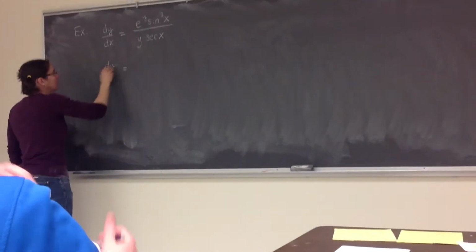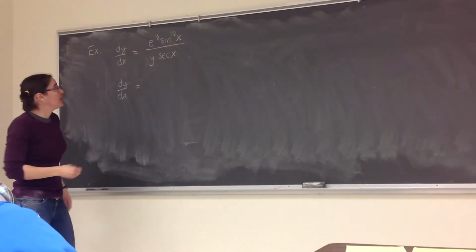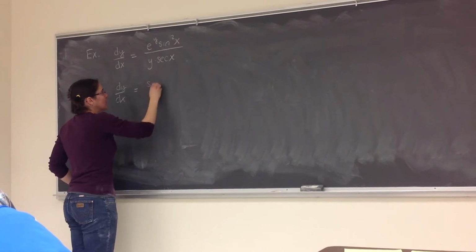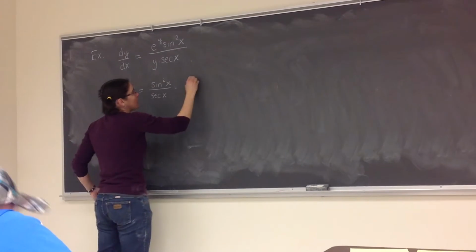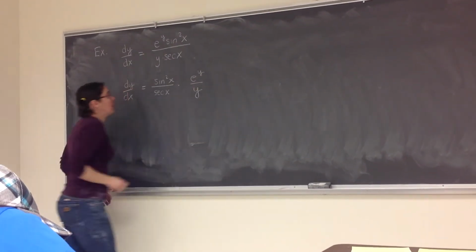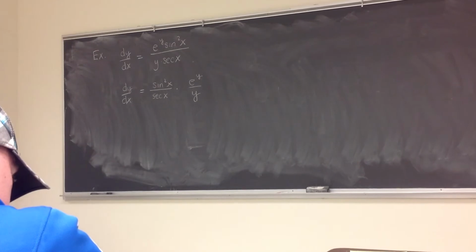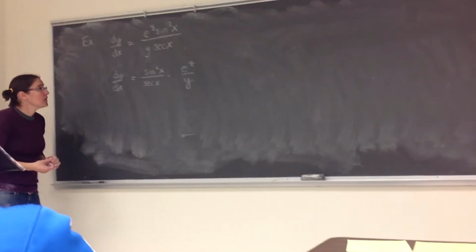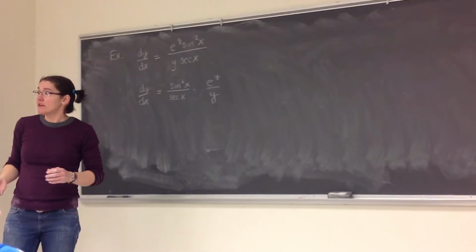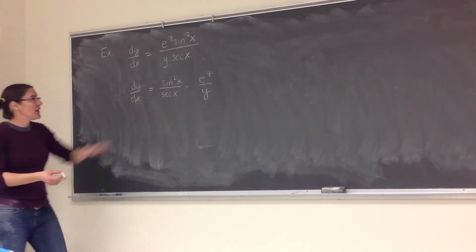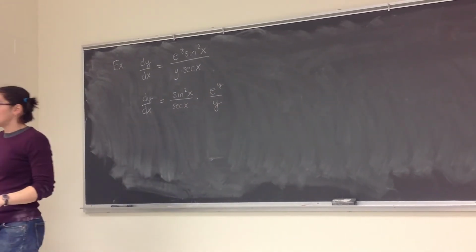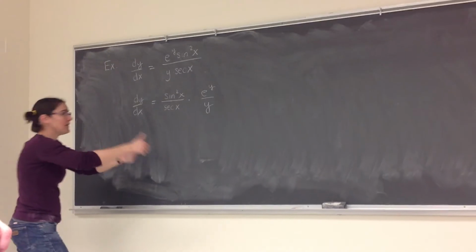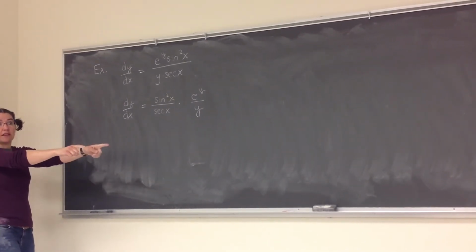So the first thing I'm going to do over here is on the right-hand side, I'm going to rewrite my right-hand side as a function of x, which will be sine squared x over secant x, times my function of y, which is e to the y over y. All right, so it looks like I do have a separable equation. I've got function of x times function of y on the right-hand side. And so now my method is going to be to move all of the y's to the left-hand side, all of the x's to the right-hand side.